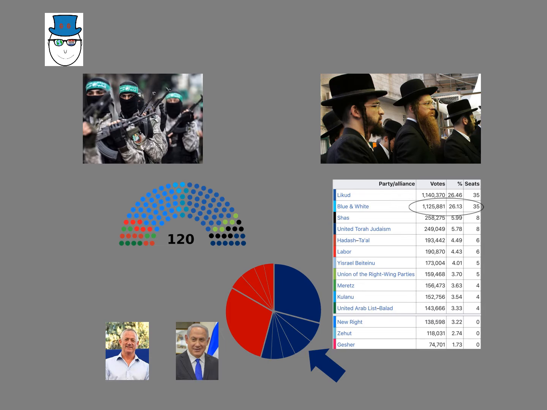In order to block Gantz from getting the chance to form a coalition, Netanyahu introduced a bill in the Knesset to have it dissolve and force another election. The bill passed by a vote of 74 to 45, with one MK absent. The election was scheduled for September 17.